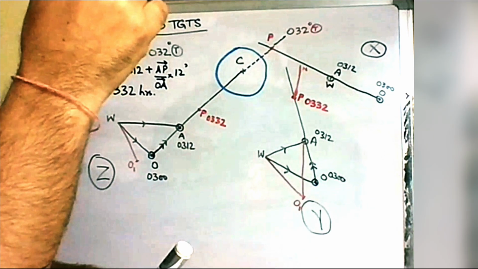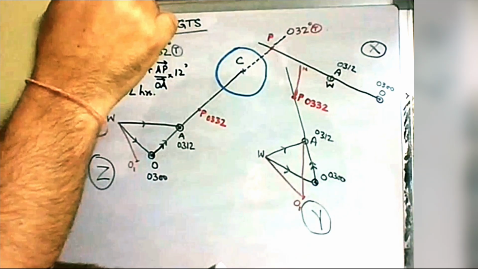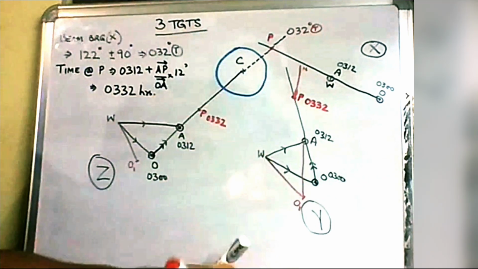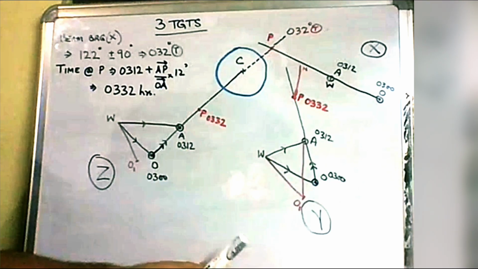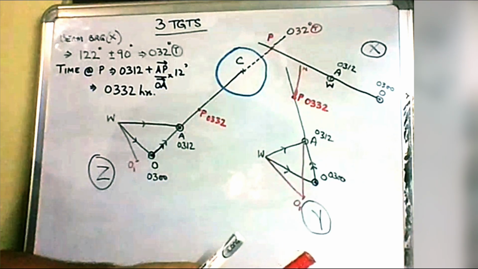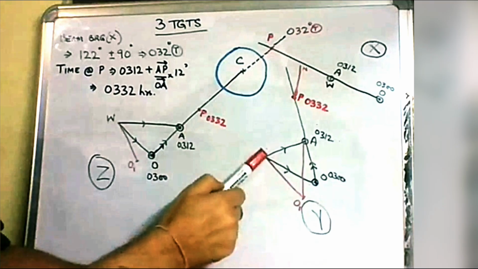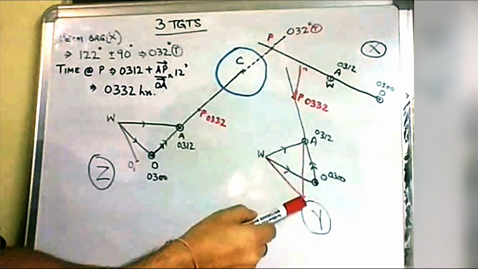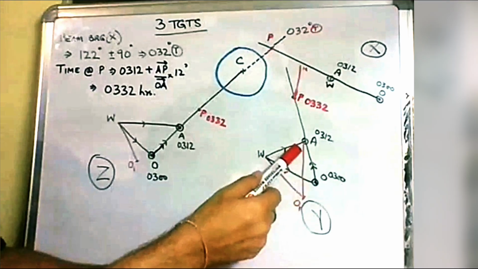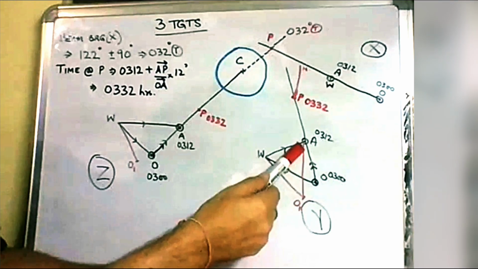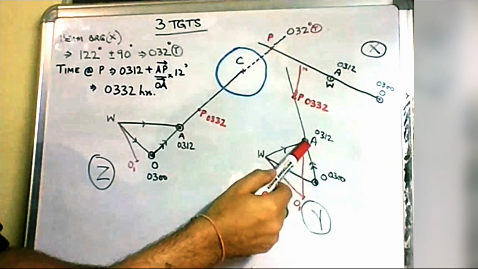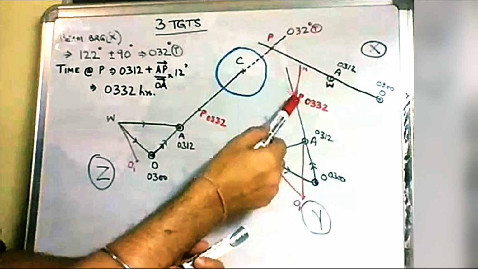Sir, please repeat. Which point should I repeat from? Sir, you have made WO1 for Yankee and Zulu. Yes, WO1 is made, and join O1A for Yankee and transfer it forward through Papa.